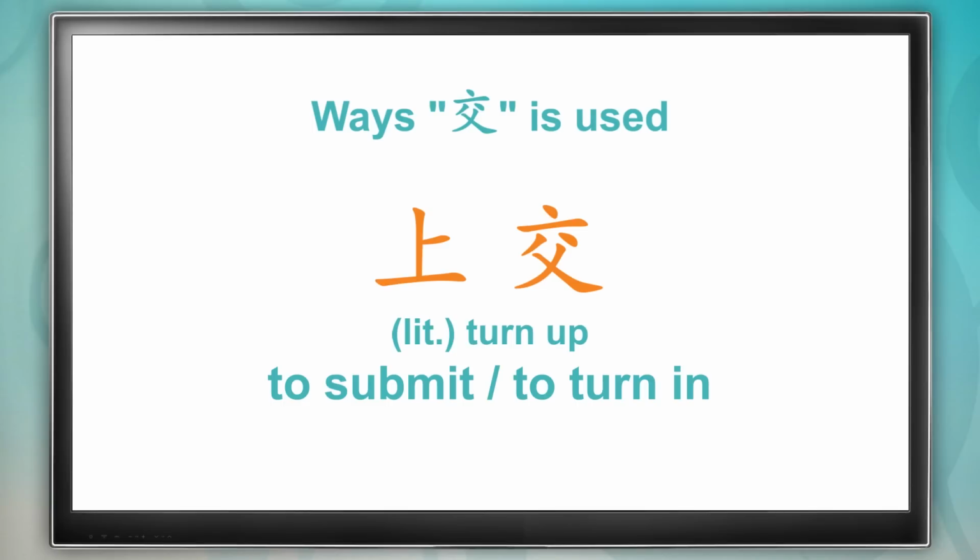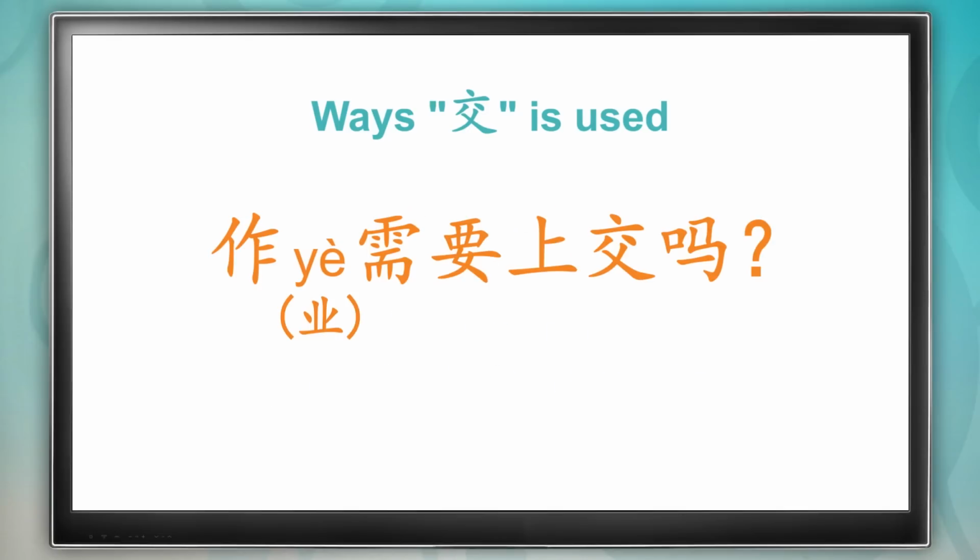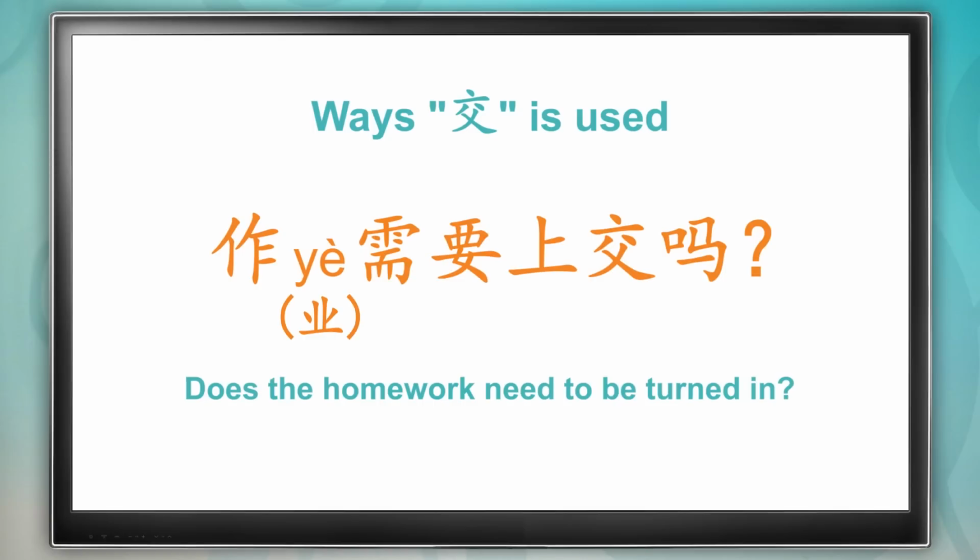Let's see how it's used in a sentence. Read it with me. 作业需要上交吗? 作业 means homework. This sentence means, does the homework need to be turned in?